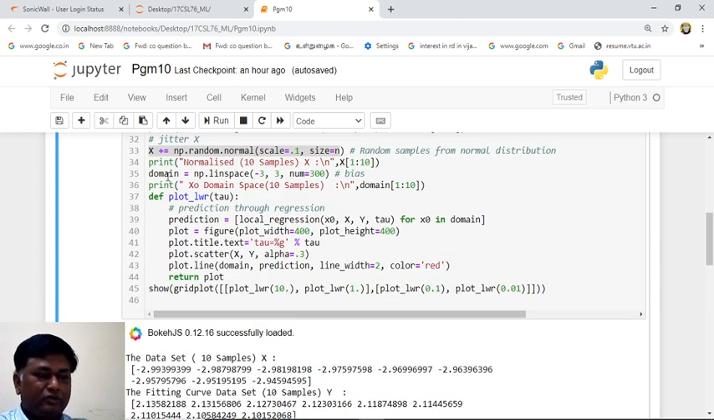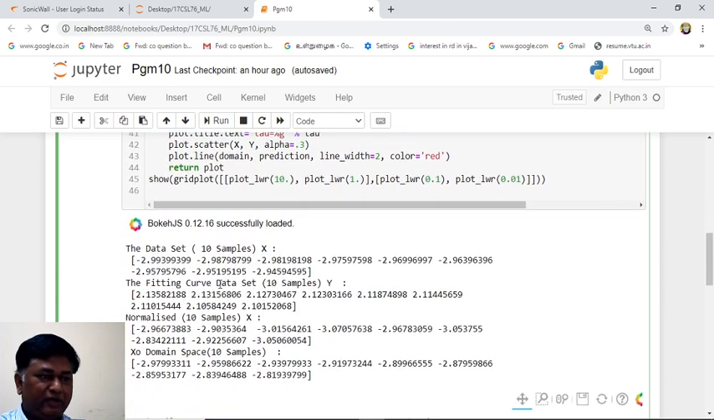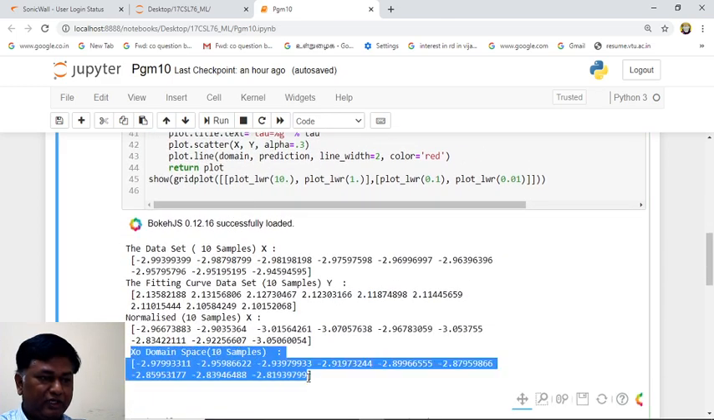Then bias value, one set of bias values should be there. For 1000 values, here they have taken 300 sample bias values. So this 300 is the bias from your 1000 values. That is the range from -3 to +3 domain value. So the domain value is printed here.